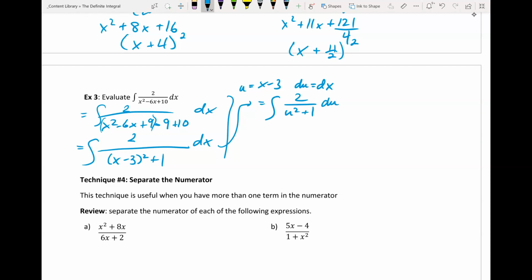This 2 can just technically go in the front of your integral if you wanted to. But once we take the antiderivative, this is 2 tan inverse u plus a constant, which is 2 tan inverse of x minus 3 plus a constant. And that's your final answer.